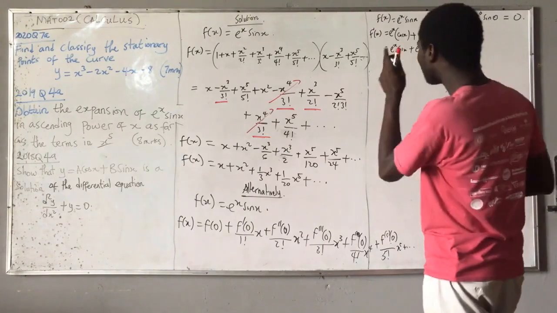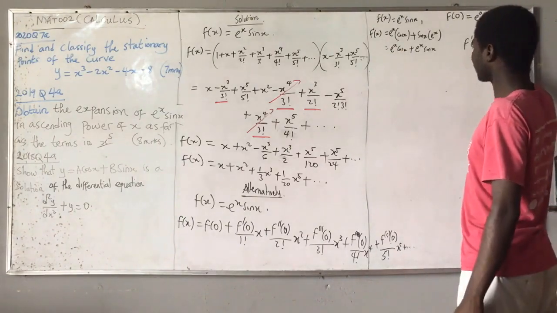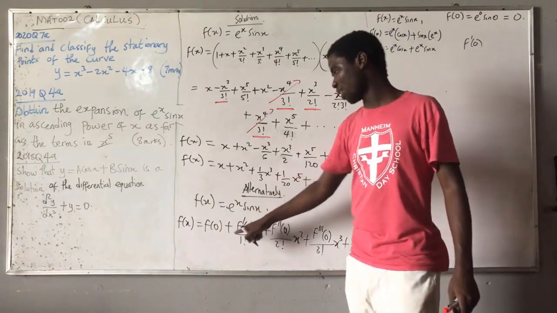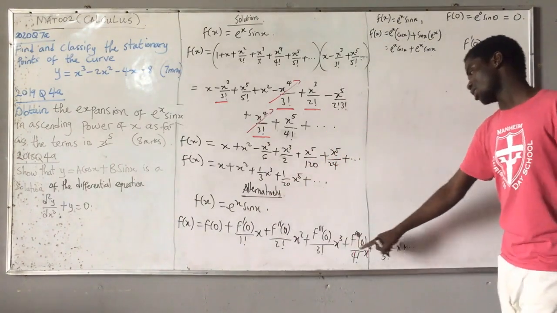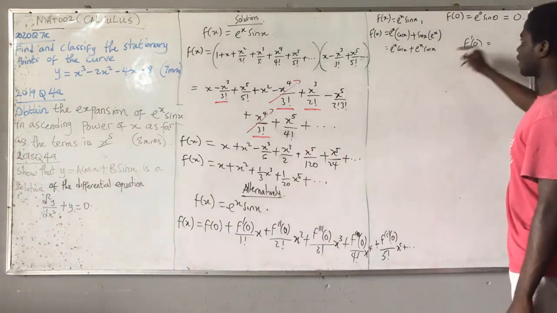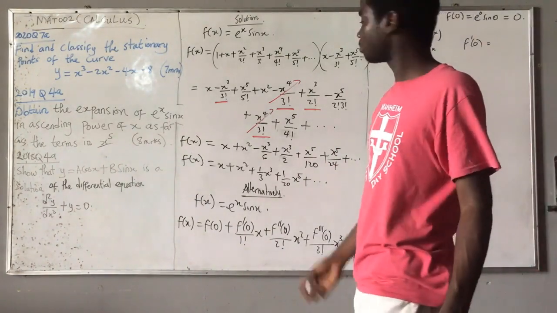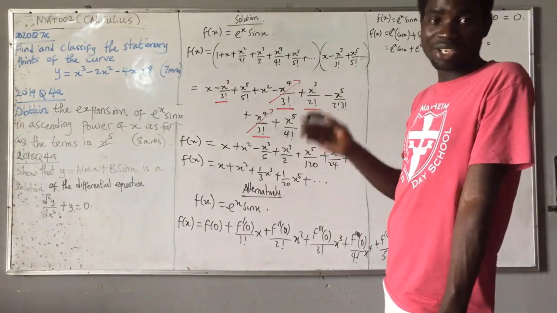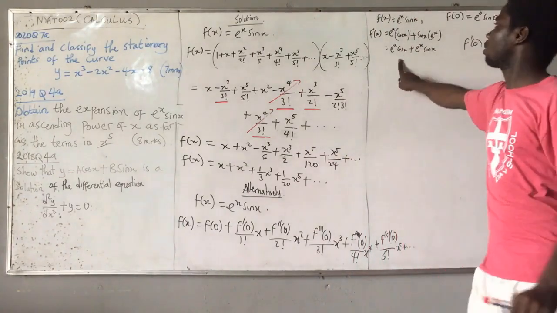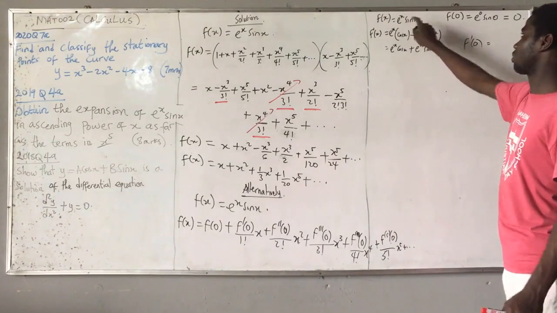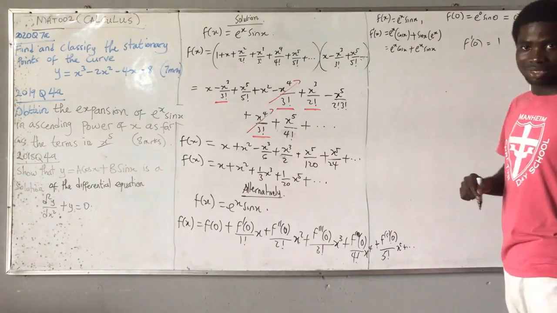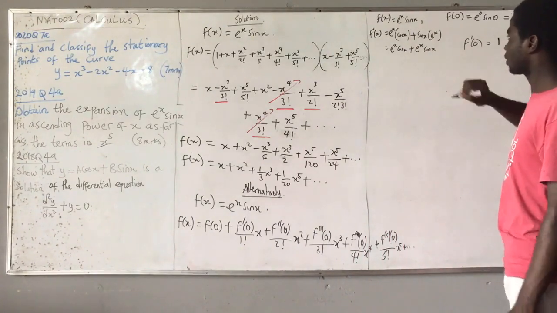So put 0 again, f prime of 0. This is what I'm looking for: f of 0, f prime of 0, f double prime of 0. So f prime of 0: e raised to power 0 cos 0. E raised to power 0 is 1, cos 0 is 1. 1 times 1, 1. Plus, obviously we know this one is 0 from here. So 1 plus 0 will give me 1. That's what you will do.